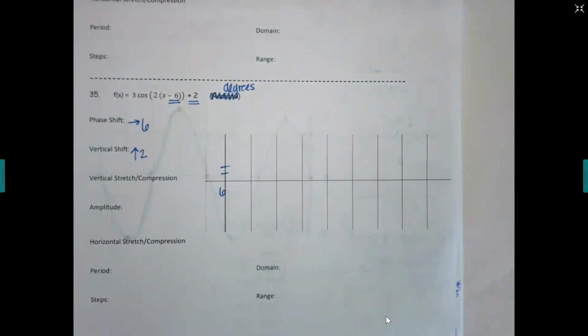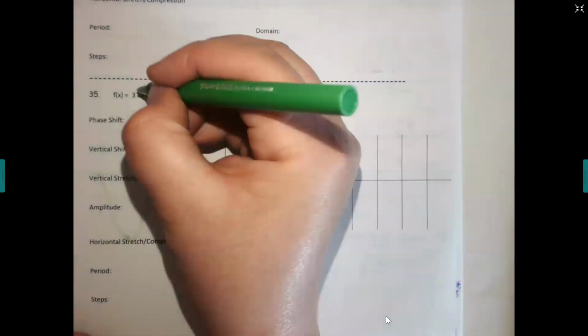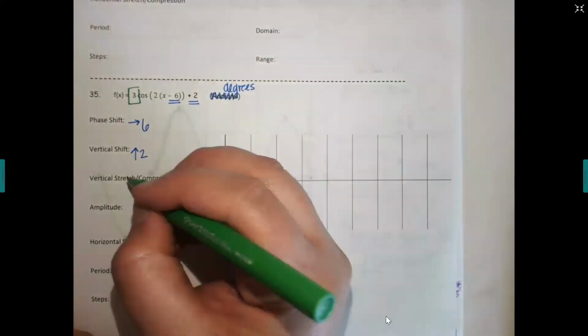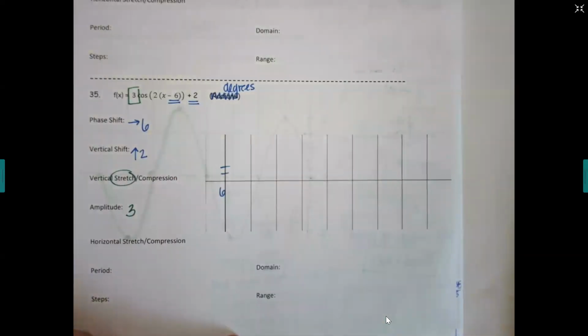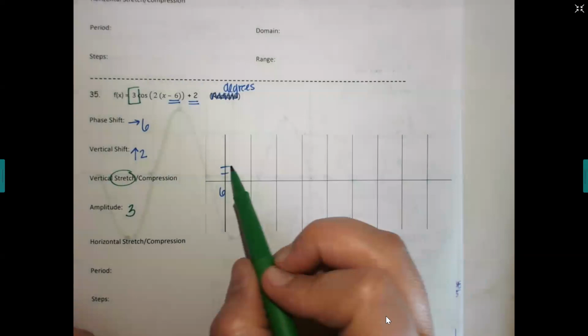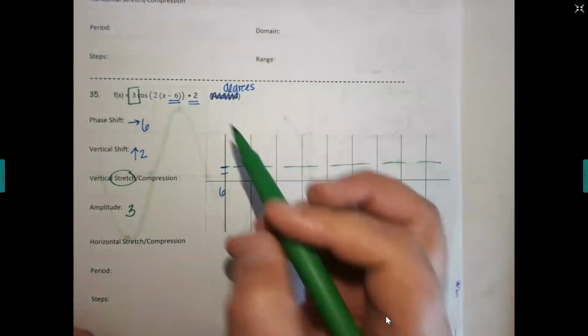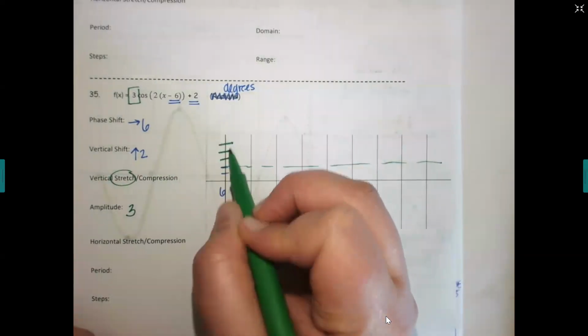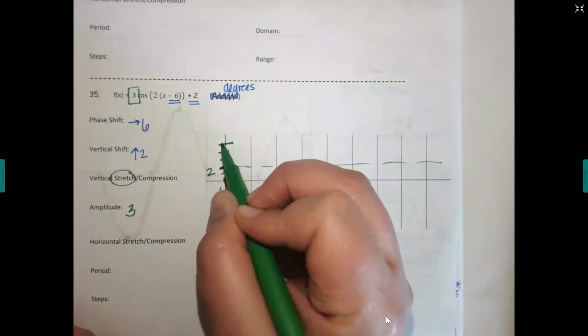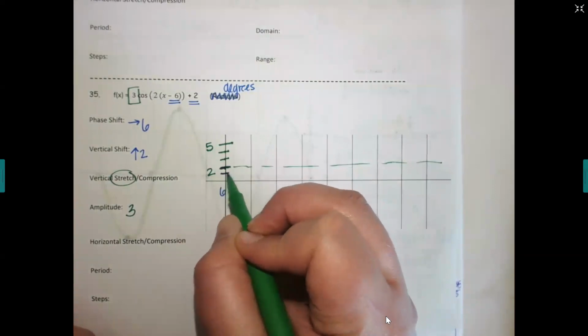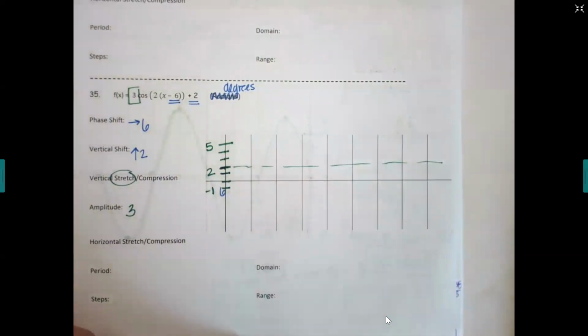Then from there, remember the number in the very front tells you your amplitude. Okay, so in this case, it's a 3. That's a stretch by a factor of 3. So if I'm already at 2, this is my center. Then up 1, 2, 3. This is 2, so that'd be 4, 2, 3, 4, 5. And then I'll go down 1, 2, 3. That would put me in negative.